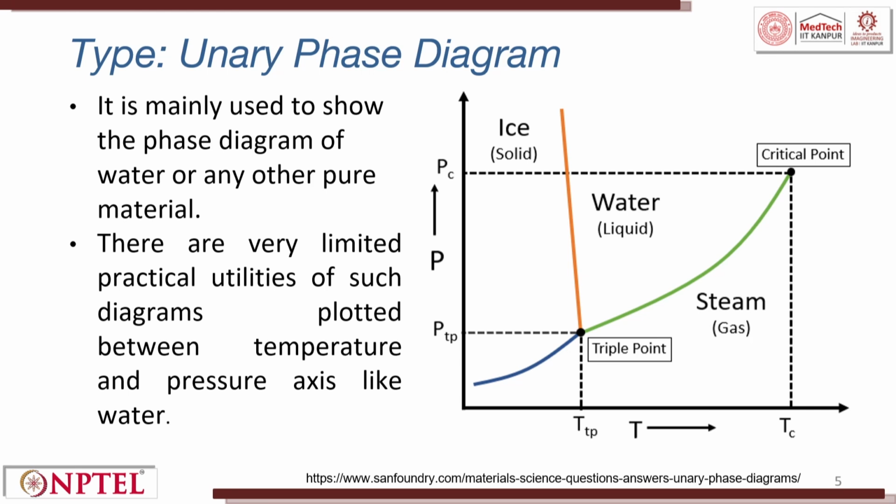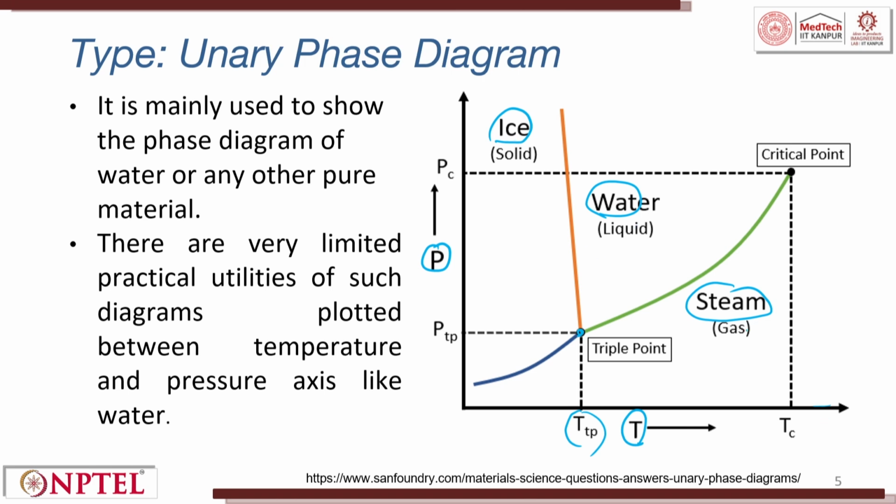Unary phase diagram. This is a very famous phase diagram wherein ice gets converted into water, then that gets converted into steam. The x-axis is temperature. So, you have Tp, the triple point here, and you have Tc, a critical point here. This is pressure. As and when you increase the temperature, solid becomes a liquid, and that liquid becomes steam.